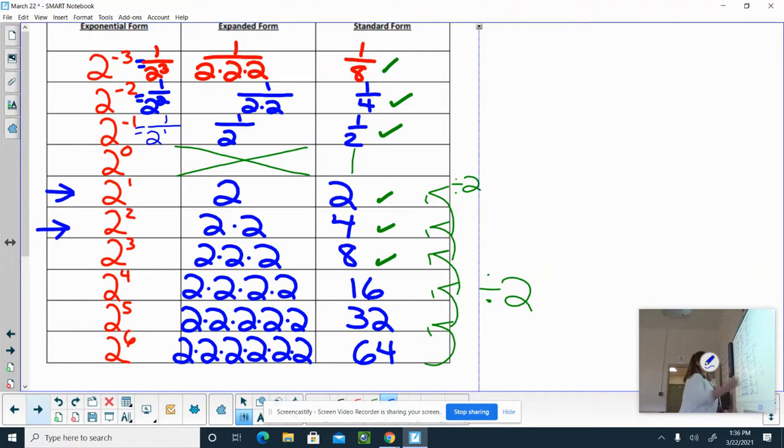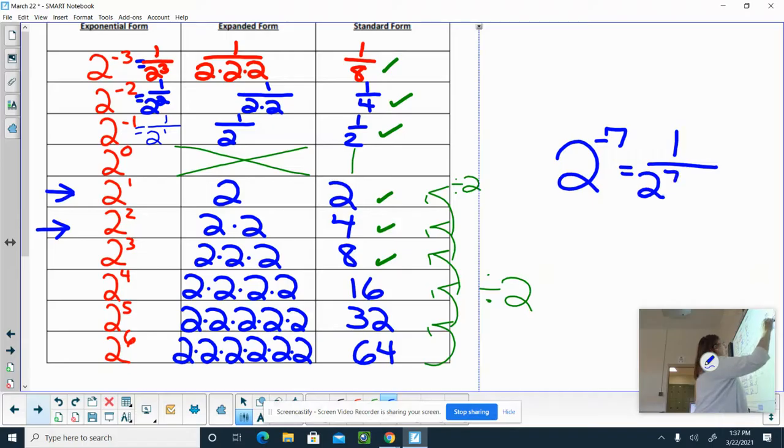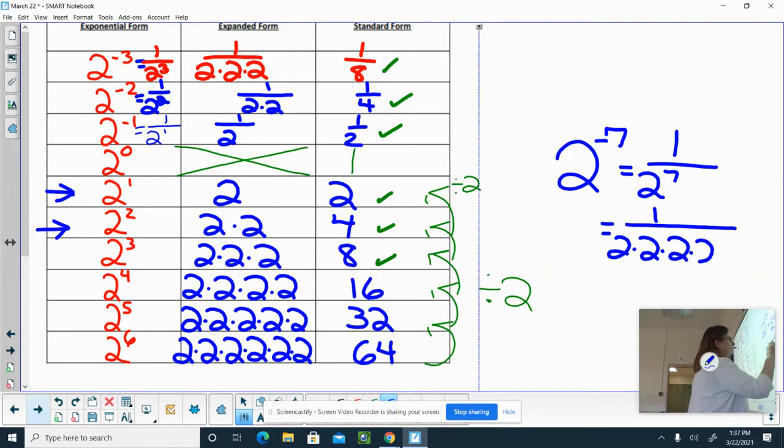So let's see, over here, if I had 2 to the negative 7th power, that is the same thing as 1 over 2 to the positive 7th power, which is 1 over 2 times 2 times 2 times 2 times 2 times 2 times 2. And then you can multiply that out. So that would be 1 over 128 if I multiplied it out.